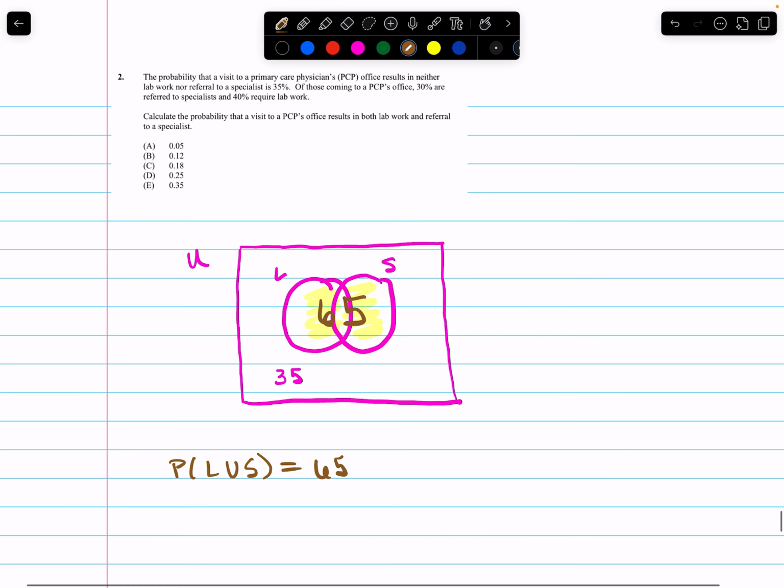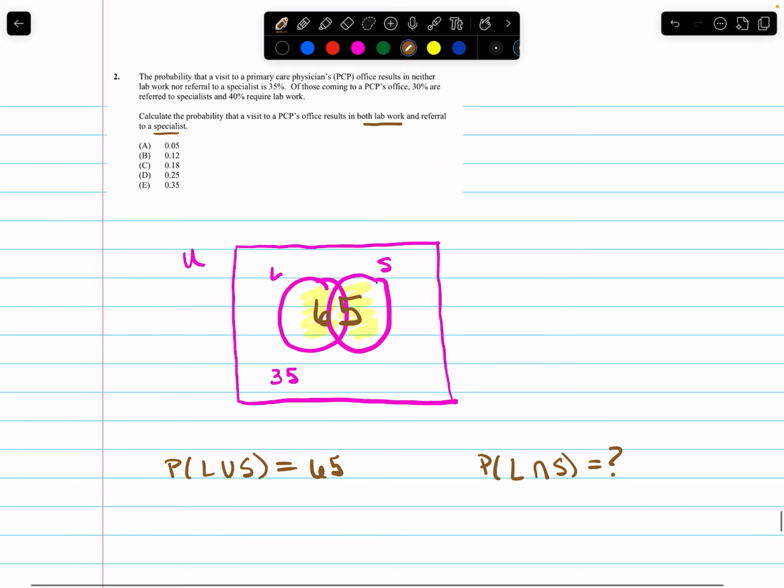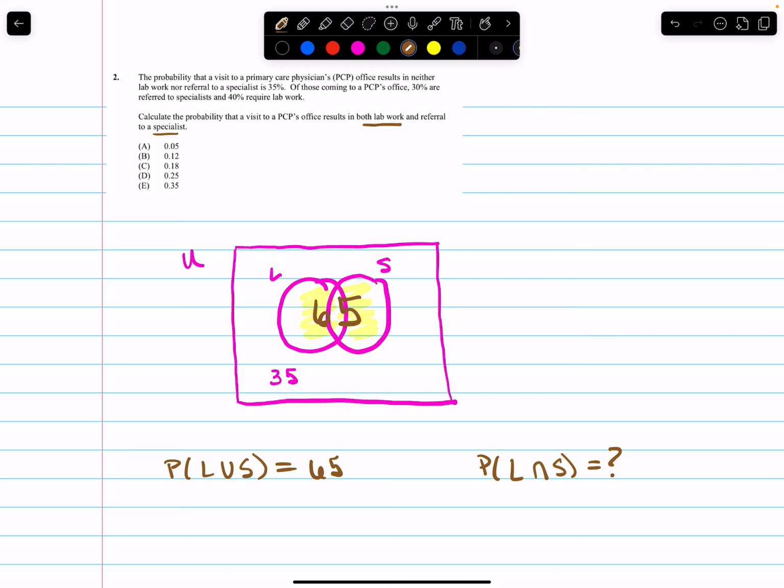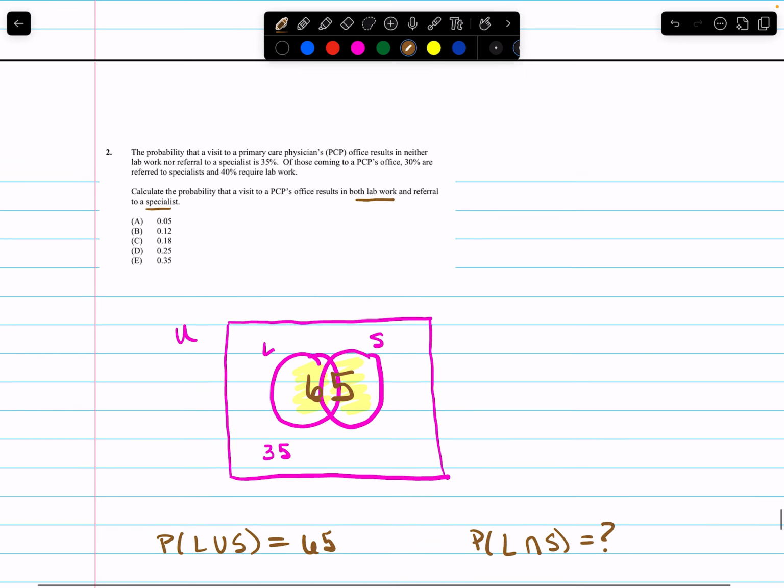So what else do we know? That's not enough information to figure out what we're actually asked to figure out. We're asked to find the probability that a visit to the office, so in this universe, results in both lab work and referral to a specialist. So we're asked to find the probability of L intersect S. And what we know, based on that first sentence, is that the union is 65.